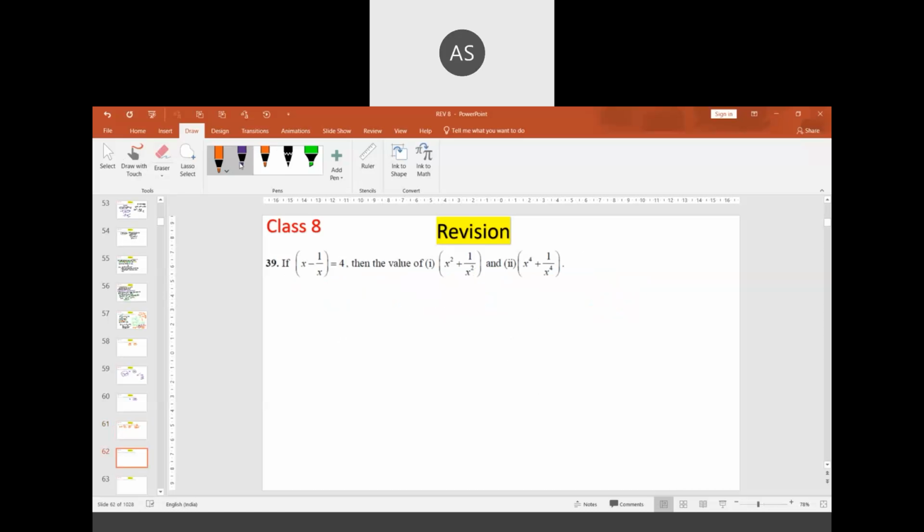Now tell the result. 18, sir. 18 is correct. 18 squared should be 324, and we have to subtract 2, so it is 322. Here we are doing minus 2; in this case, we are doing plus 2.